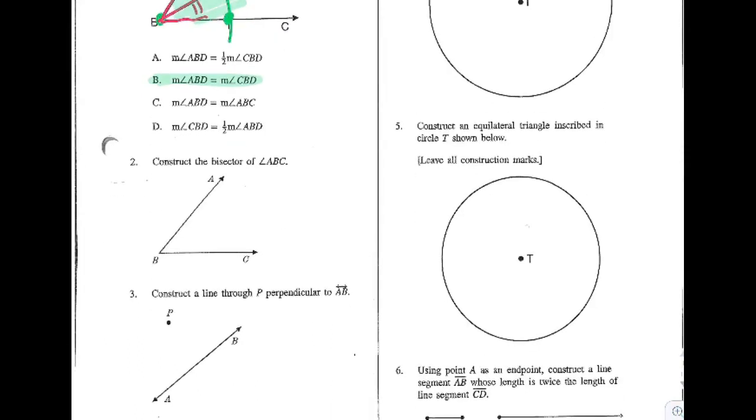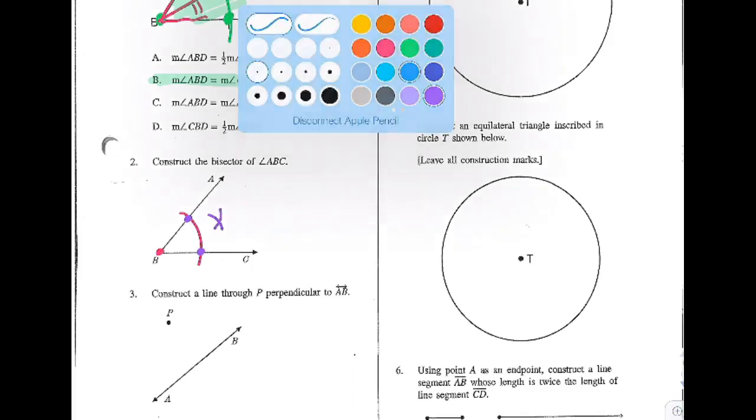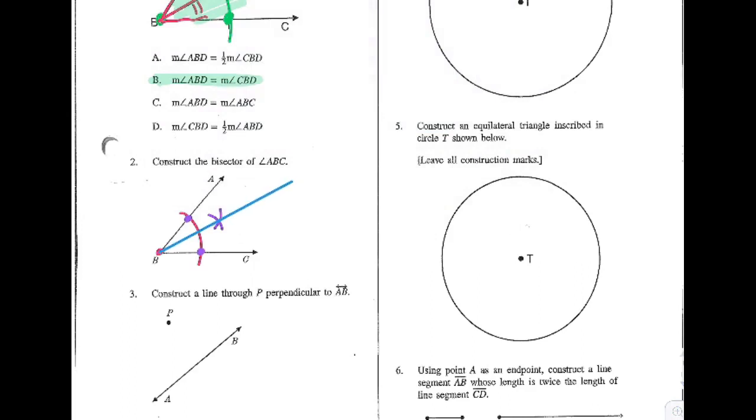Number two, this one asks you to do exactly what number one said on your own. So you put the compass here, you make any arc you want, and then wherever the arc hit each ray, where the purple spots are, you put your compass here, and you make an arc out here. You put the compass here, and make the arc out there, and then you bisect from the vertex right through the intersection, and now you have bisected angle ABC, which means that is equal to that.